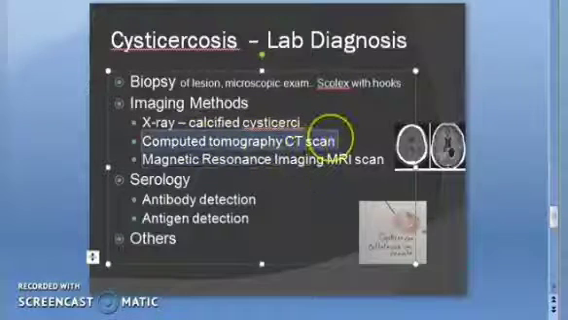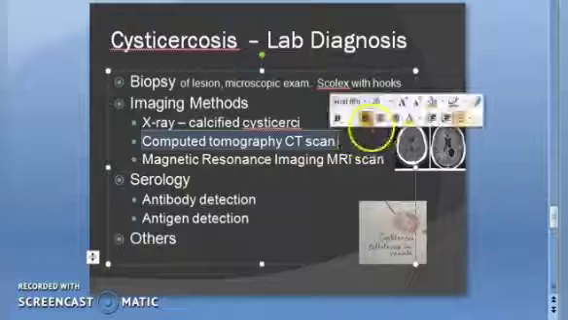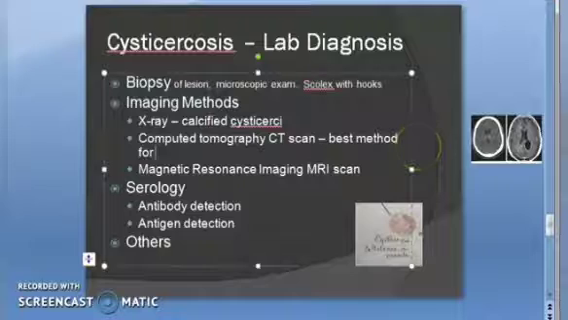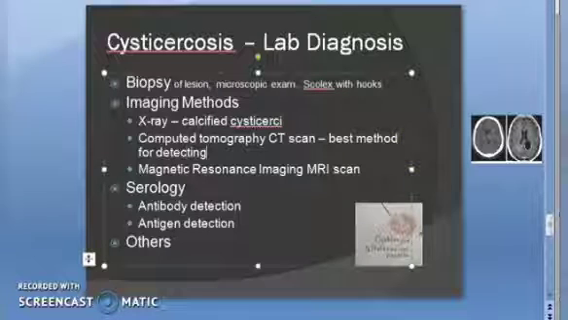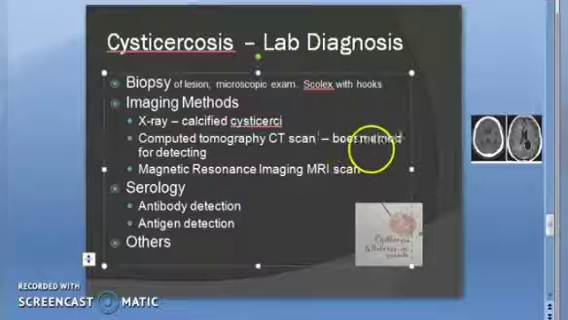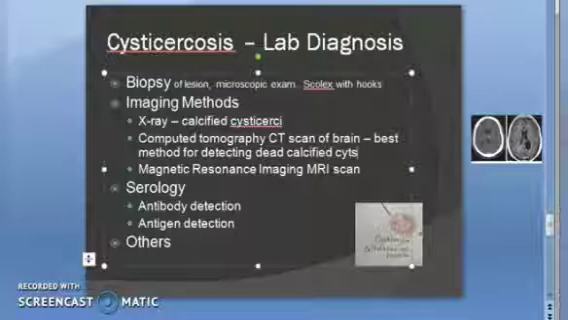Then computed tomography, CT scan. CT scan of brain is the best method for detecting dead calcified cysts. So it is the best method they are saying. So remember here, CT scan of brain is the best method for detecting dead calcified cysts, okay.